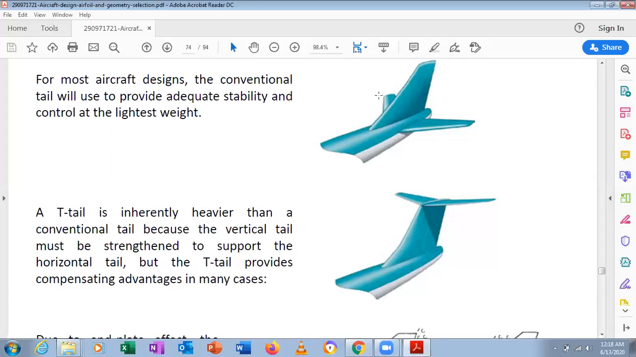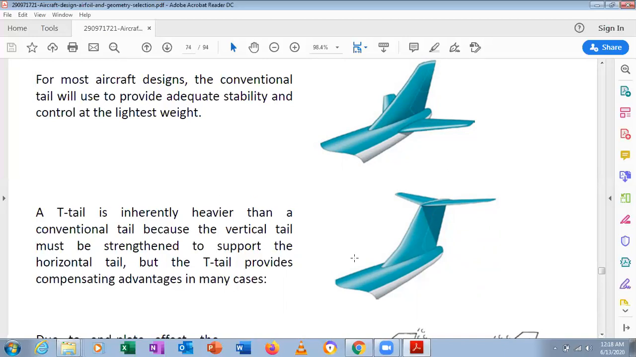This is called a conventional type of aircraft. In most aircraft designs, we use the conventional tail to provide adequate stability and control at the lightest weight. When you keep the horizontal tail on top of the vertical tail, it may lead to a structure inherently heavier than a conventional tail, because the vertical tail must be strengthened to support the horizontal tail. But the T tail provides compensating advantages in many cases.